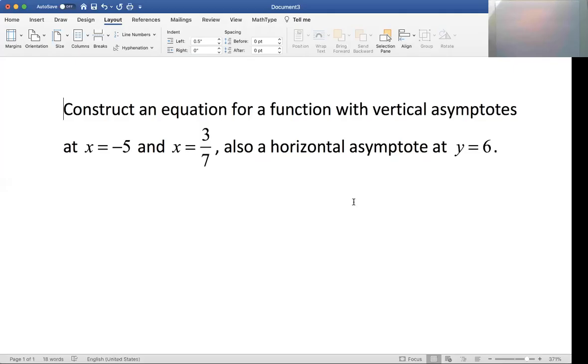So this question says construct an equation for a function with vertical asymptotes at x equals -5 and x equals 3/7 and a horizontal asymptote at y equals 6. So there are several possible answers for this. Let's go ahead and recognize what we're looking for. Again, x equals -5, x equals 3/7, horizontal asymptote at y equals 6.